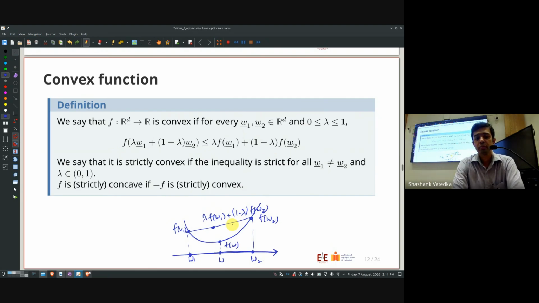So this basically says that if you take any 2 points along this curve, then the straight line joining these 2 points always lies above the curve. Right? So that's essentially the definition of a convex function. You take any 2 points along the surface that defines the function, then this straight line joining these 2 points will lie above the function itself. And it is strictly convex if the straight line lies strictly above the function surface itself.